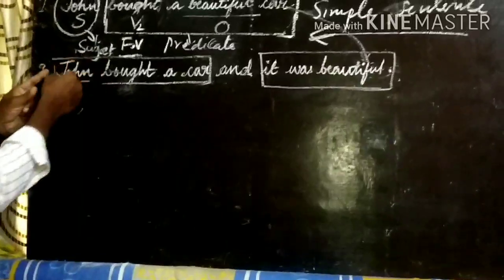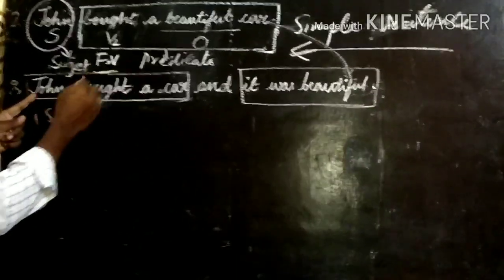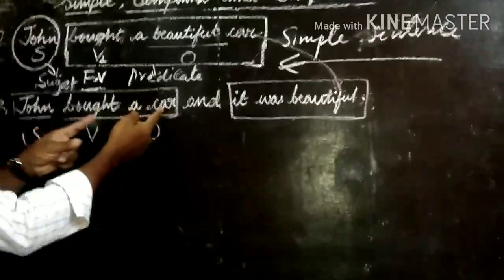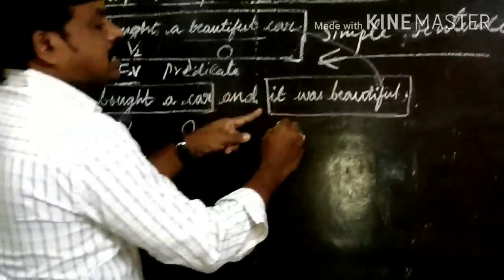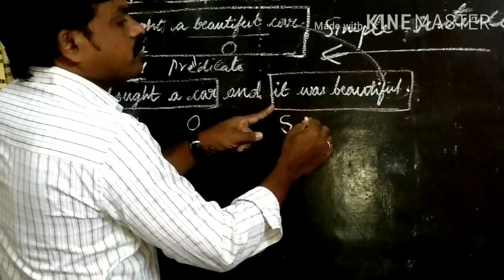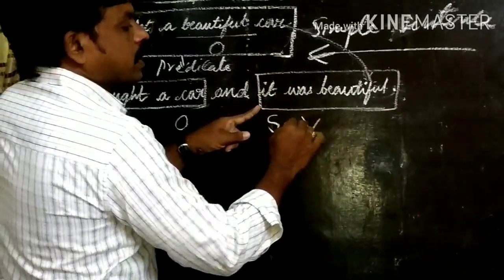Who is the subject here? John. John here is the subject. What did he do? Bought is the verb, a car. John bought a car, and here, it was beautiful. Here, it is the subject. Was beautiful. What was beautiful? It was beautiful. It here is the subject. Was is a verb.